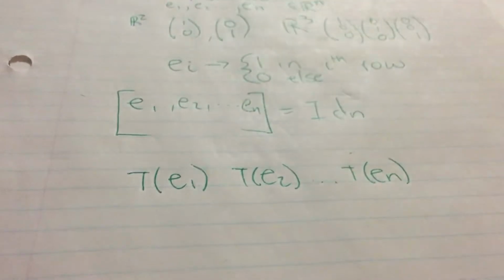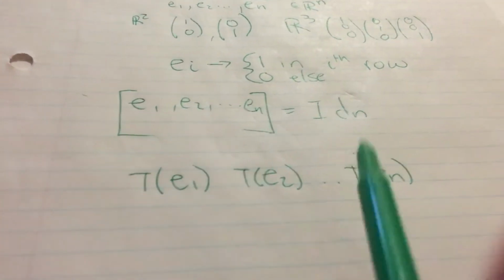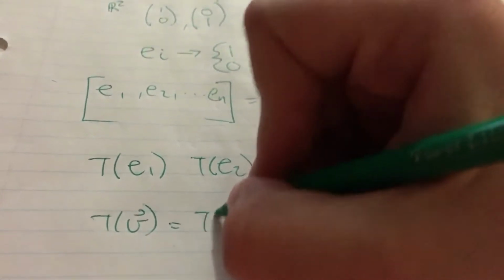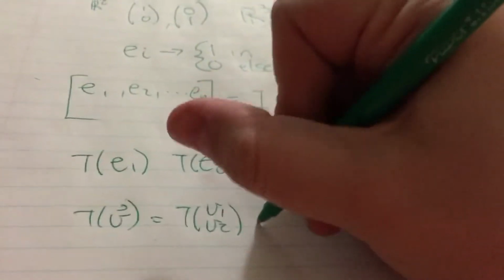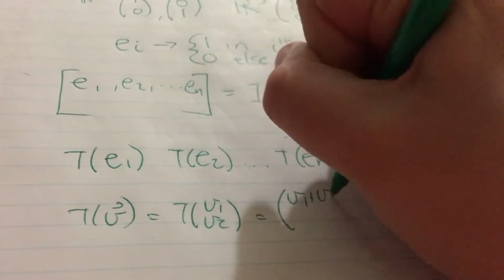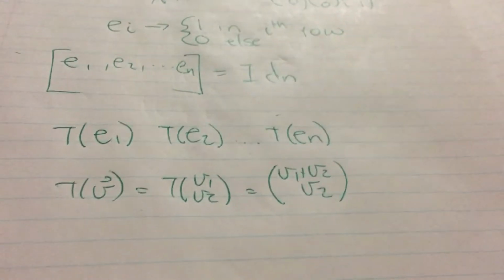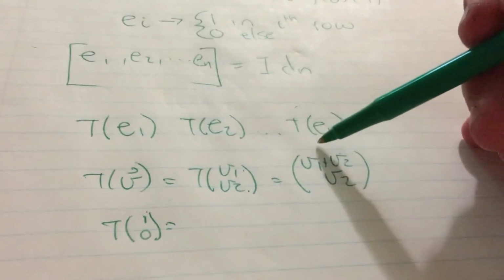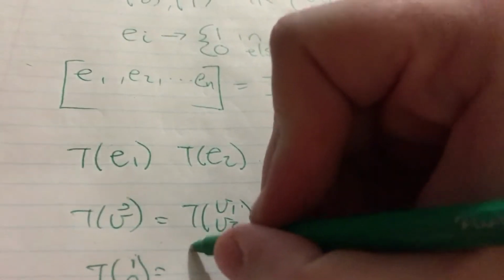Okay, so we're just going to take the linear transformation of each of these standard basis vectors. So from our example from the previous video, we were in R2, and we had T of (V1, V2) equal to (V1 + V2, V2). If I want to take the standard basis vector, notice I'm in R2, so I'm going to have 1 and 0. The top one's going to give me 1 plus 0, and 0. So 1 and 0. The second one, 0 and 1.